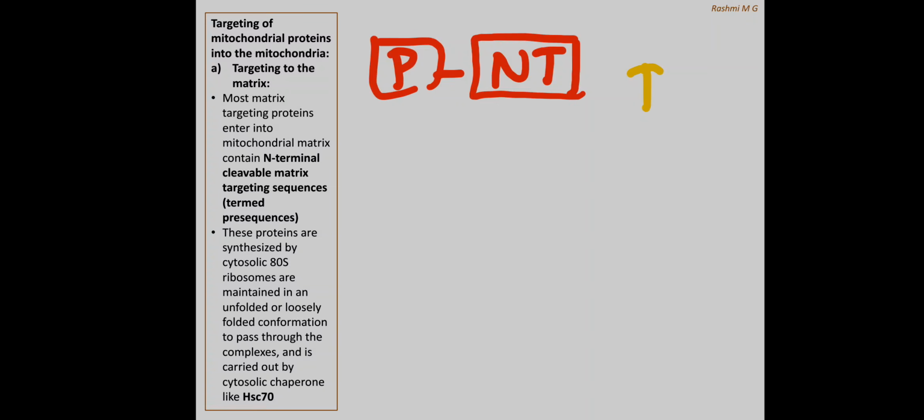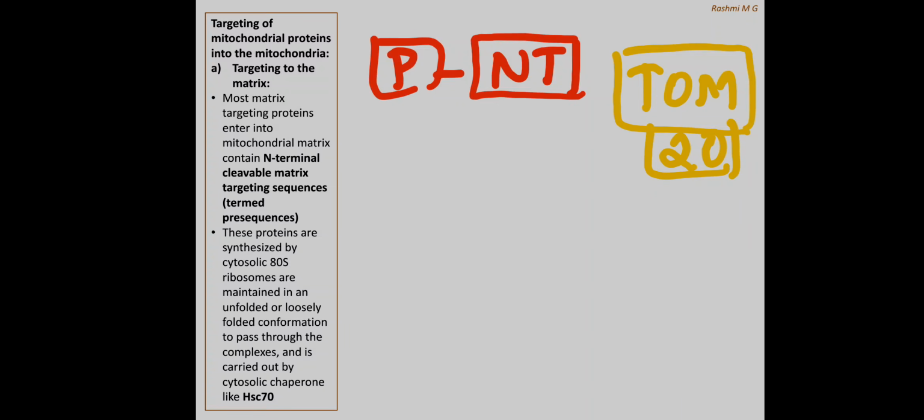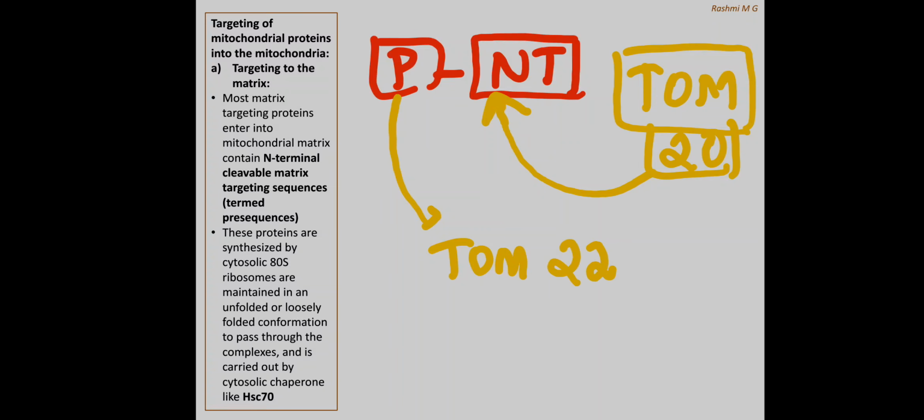Translocase complex of the outer membrane. So, the TOM complex, especially the TOM20 of the TOM complex, recognizes this pre-sequence, that is the N-terminal cleavable matrix targeting sequence, and it transfers the precursor protein to the central receptor, that is TOM22.